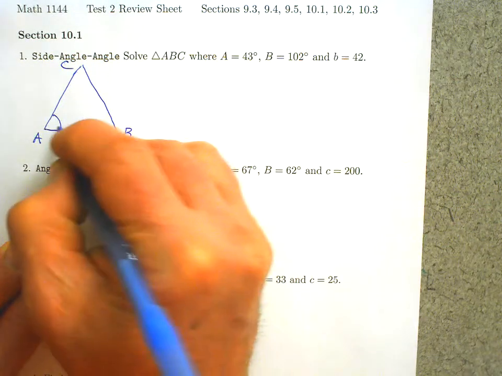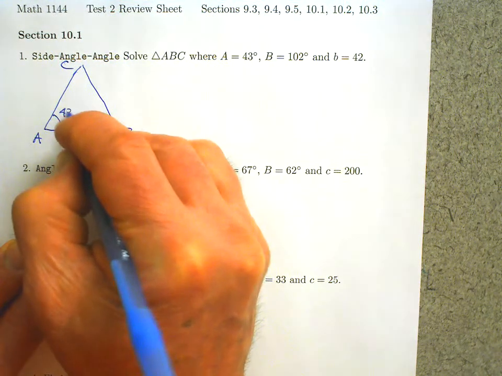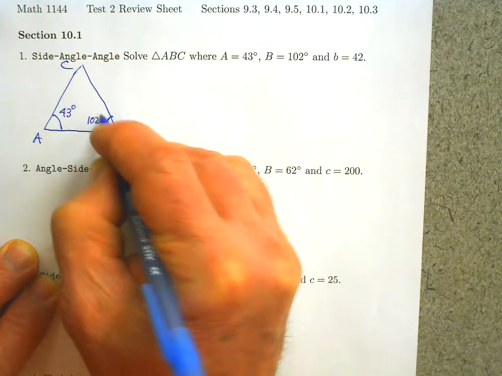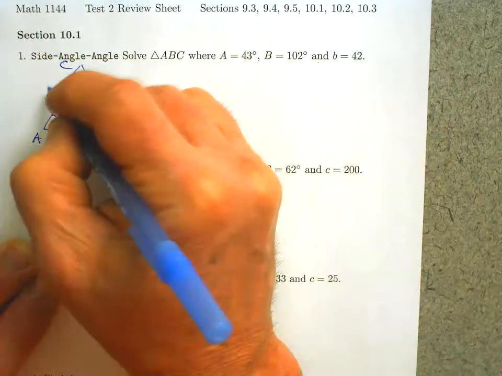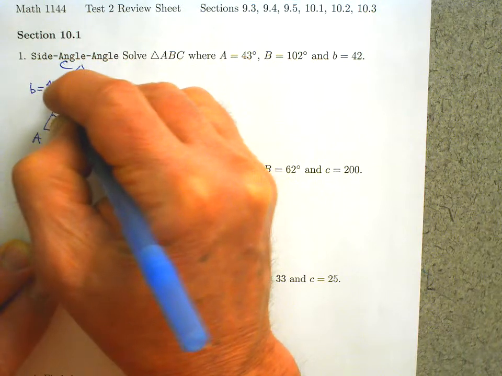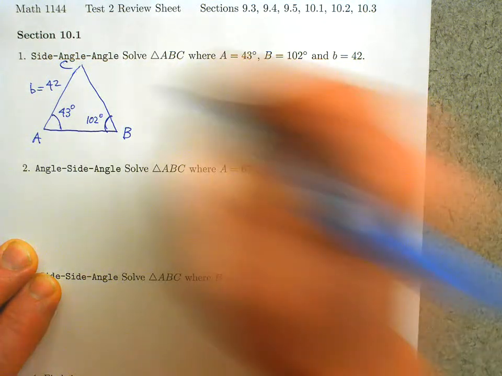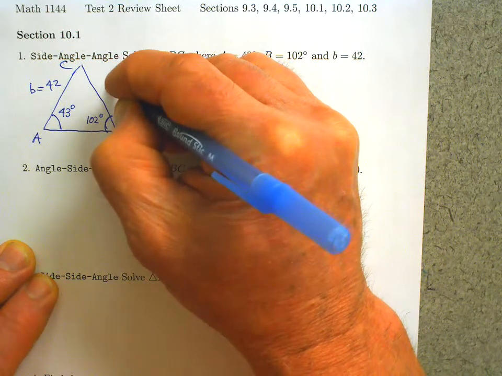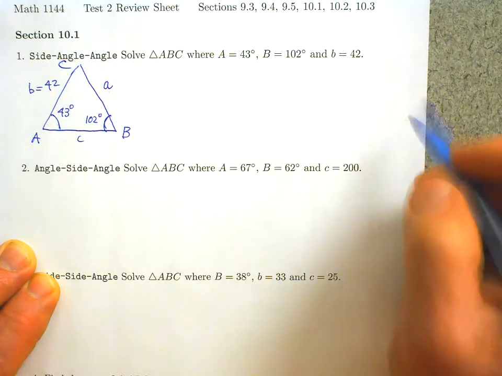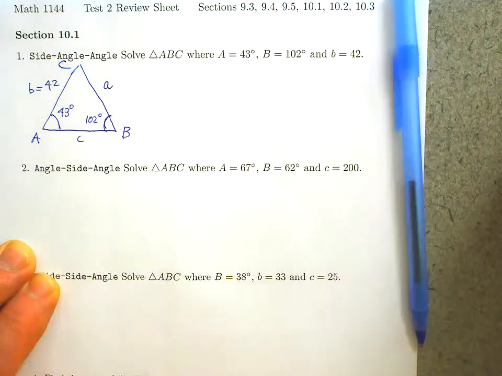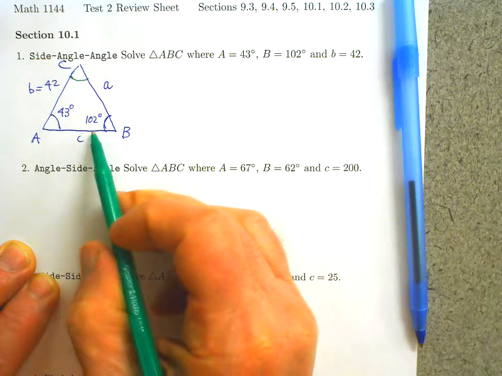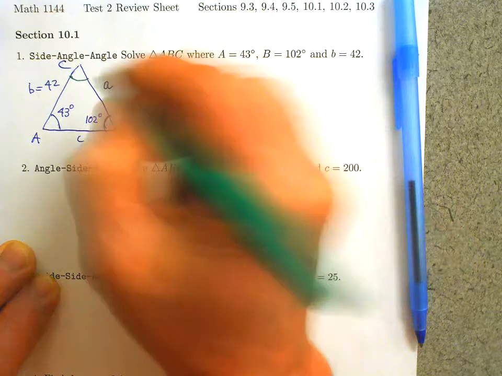So angle A is 43 degrees, angle B 102 degrees, and b is 42. So we don't know what side lowercase a is and c. We can figure out this angle. So that angle should add up to 35 degrees.